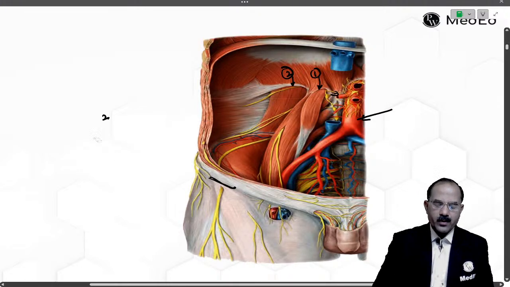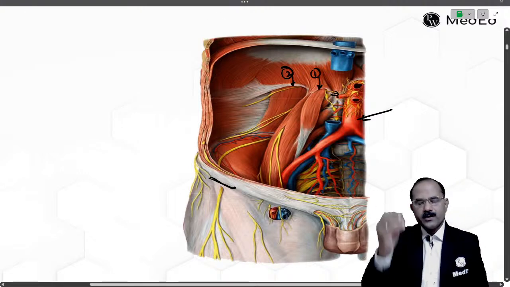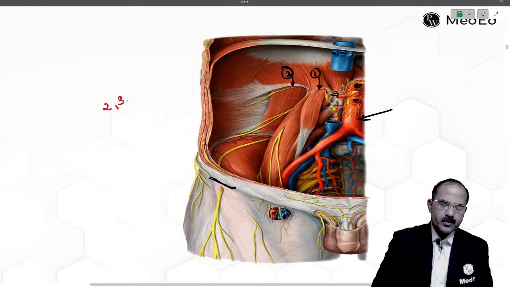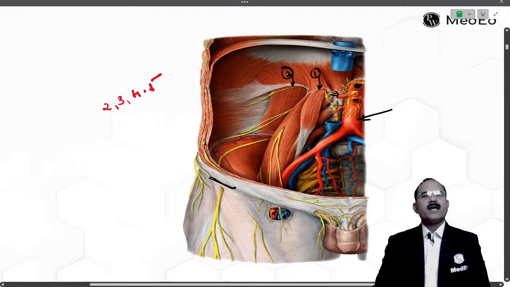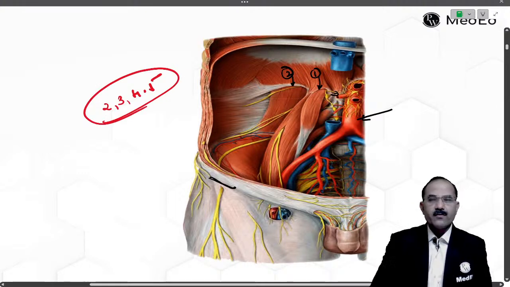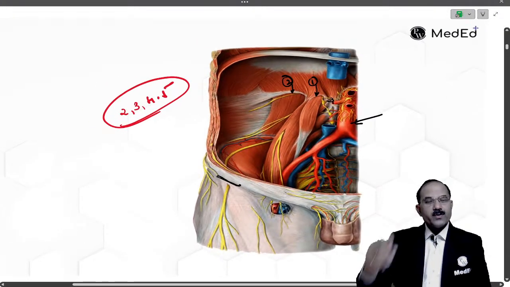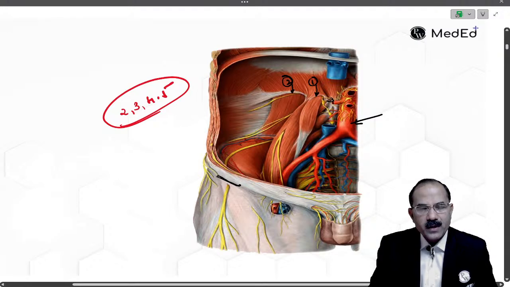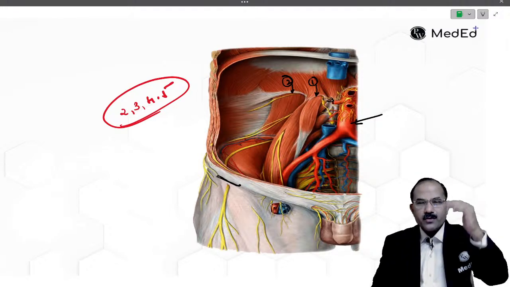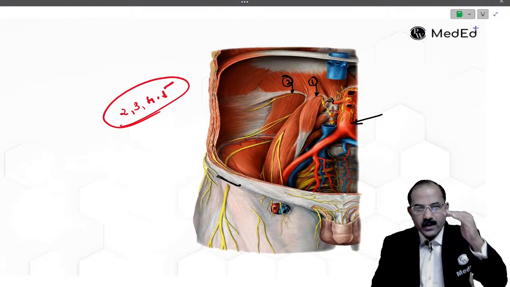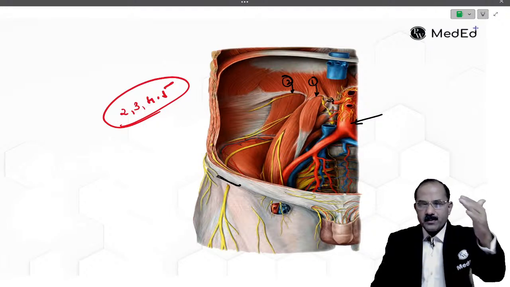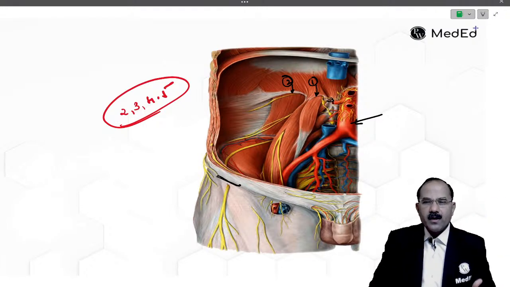How to remember the branches of the abdominal aorta? There's a mnemonic for you: 2, 3, 4, and 5. The branches of the abdominal aorta are always asked in vivas and come as a short note in the exam. The abdominal aorta is a continuation of the thoracic aorta at the T12 vertebral level. It pierces the diaphragm at T12 and becomes the abdominal aorta.